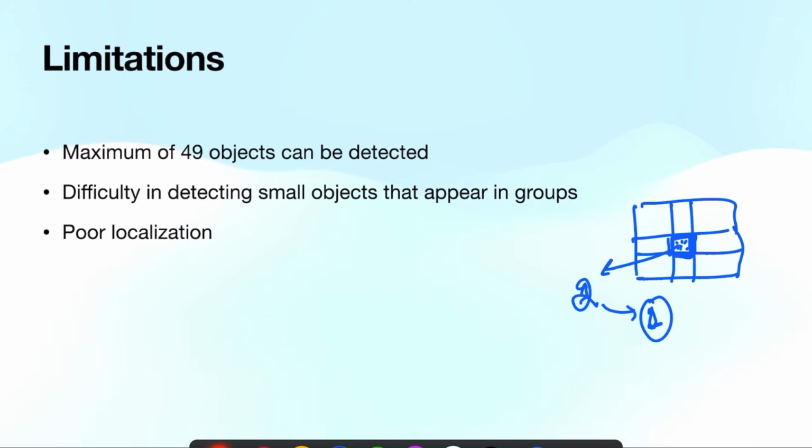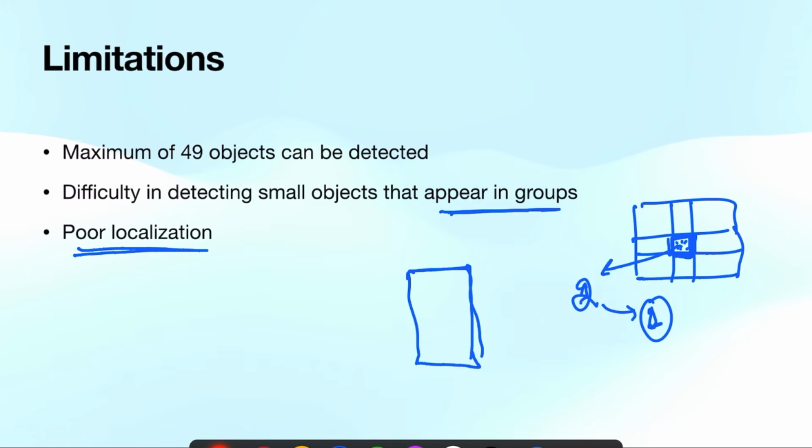So if you have very close groups, people close to each other, then there are chances that all of those fall in a single grid cell, which restricts us to predicting only one of them. That is a drawback. And also they have observed that it has poor localization. That means the box which is getting predicted is not properly enclosing the object. It might not be a very good fit for the object.